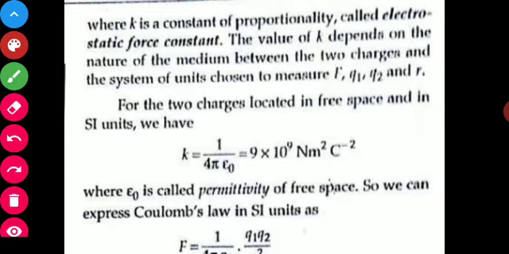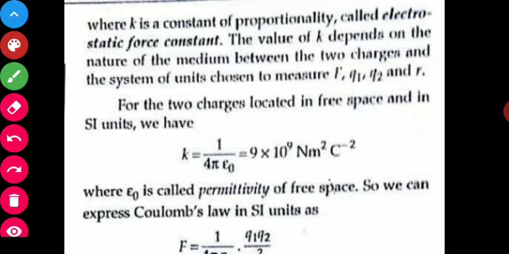So here you have to remember the value of K for free space. Always remember that the value of K for free space is 1 upon 4 pi epsilon naught, and is equal to 9 into 10 to the power 9 Newton meter square coulomb inverse square.